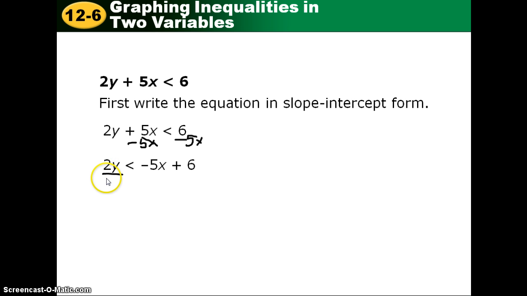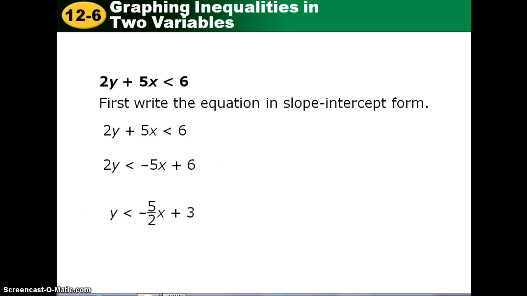And then to get y by itself, we divide by 2, every part again. So y is less than negative 5 over 2x plus 3. One rule we have not talked about in a while is if you divide by a negative or multiply by a negative with an inequality, you need to flip the sign. Well, because we divided by positive 2, we didn't have to make any changes. So now we have it in slope-intercept form, so we have the information we need to put it onto a graph.